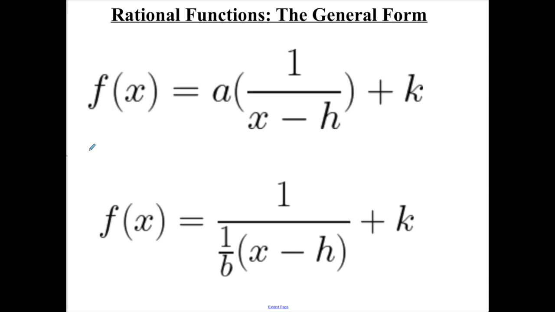Okay, folks, so these are the general forms that you're going to see when you look at rational functions. So you can see that we have an a, an h, and a k in this first one, just like we've seen in all the kinds of functions we've seen throughout high school, right? Quadratics has a vertex form with a, h, and k. Absolute value has a form with a, h, and k.